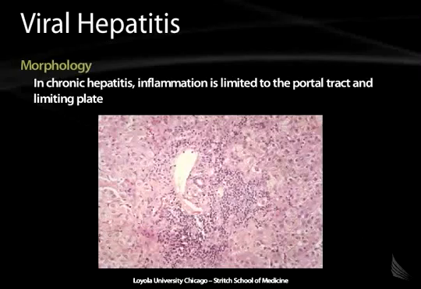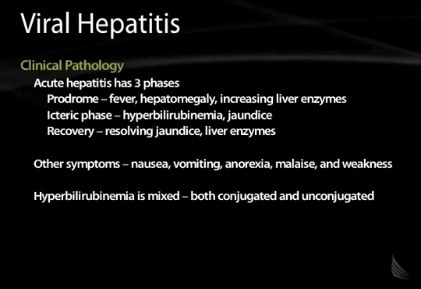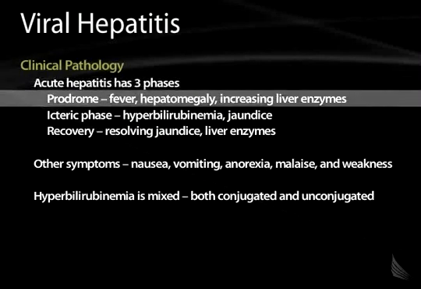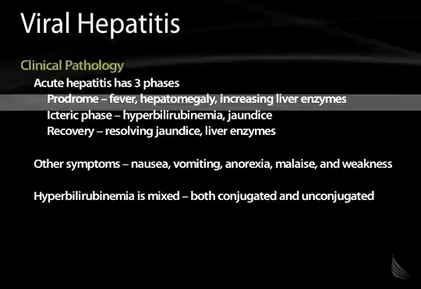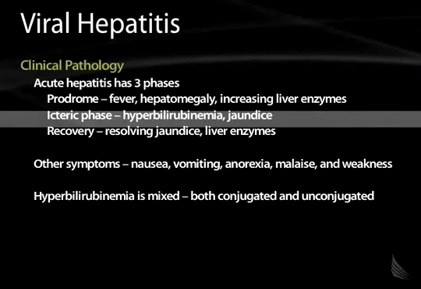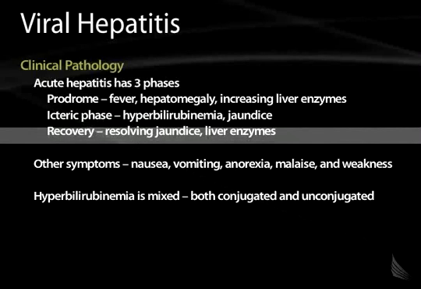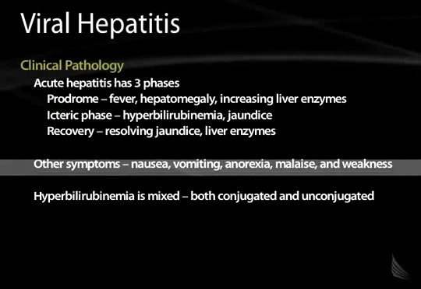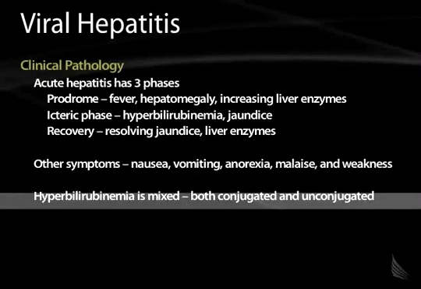Notice all the purple lymphocytes here. Viral hepatitis usually has three phases. There's a prodrome, in which patients complain of fever, hepatomegaly, or increasing LFTs, which are seen on blood tests. Then there's the icteric phase, which is characterized by the onset of resolution. This is when the patients have jaundice, but usually are feeling better with respect to the prodrome. And then finally you have the recovery, which is the resolving of the jaundice and the LFTs. Other symptoms that you can see during the prodrome include nausea, vomiting, anorexia, malaise, weakness, and oftentimes diarrhea.